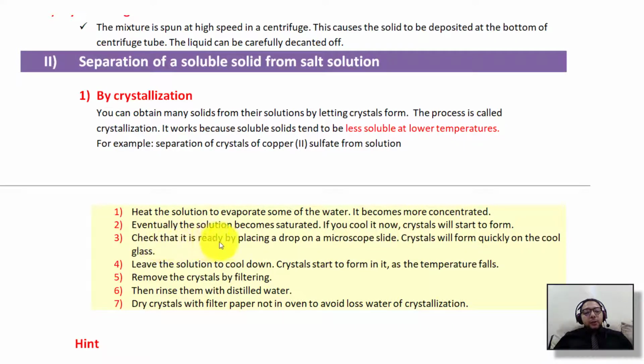Check that it's ready by placing a drop on a microscope slide. You'll see the crystals form quickly on the cool glass. Leave the solution to cool down, and crystals start to form in it as the temperature falls. Then you remove the crystals by filtration. Then you rinse them with distilled water to make sure you have pure crystals, and then dry the crystals with filter paper, not in the oven, to avoid loss of the water of crystallization.